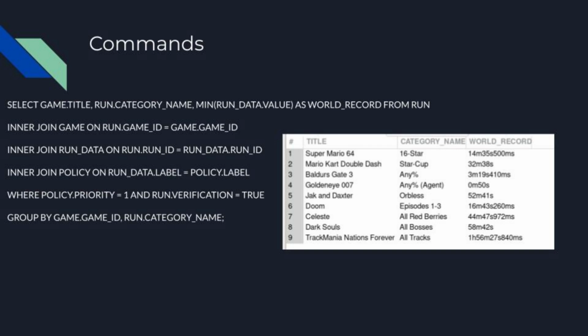Next, we'll take a look at a command that will pull all of the world records for all of the games in our database. And so you can see here, 1 through 9, Super Mario 64 through Trackmania Nations Forever, individual world records for each of those categories. Currently, we've only got one category for each game, just as a proof of concept. But this is useful because we can just straight up show all of the relevant information for each game, which is, of course, our world record runs for the categories.